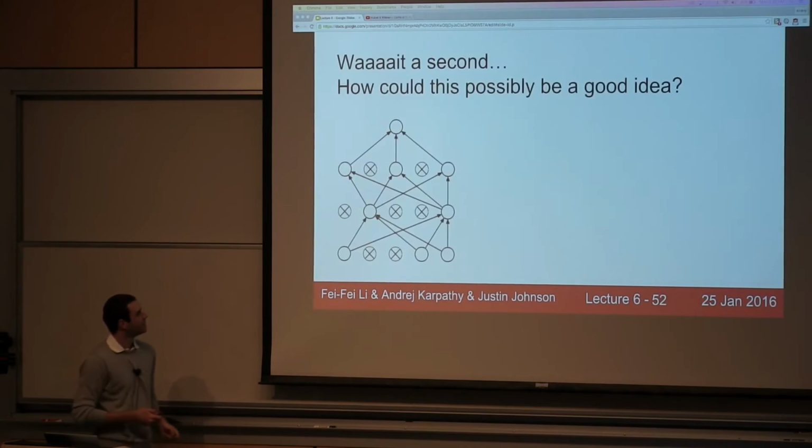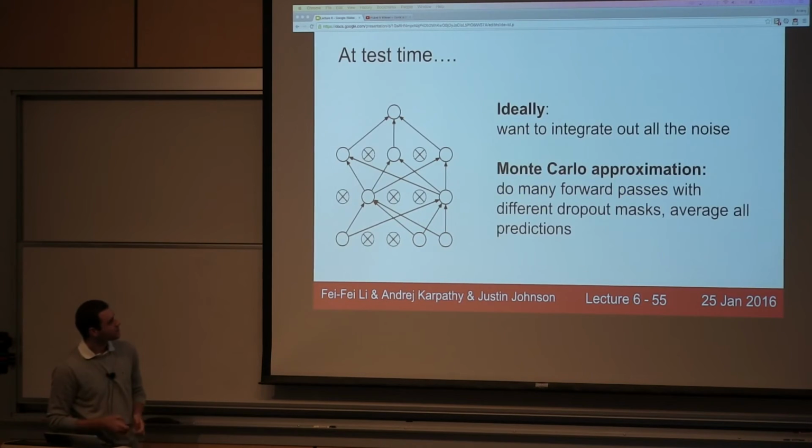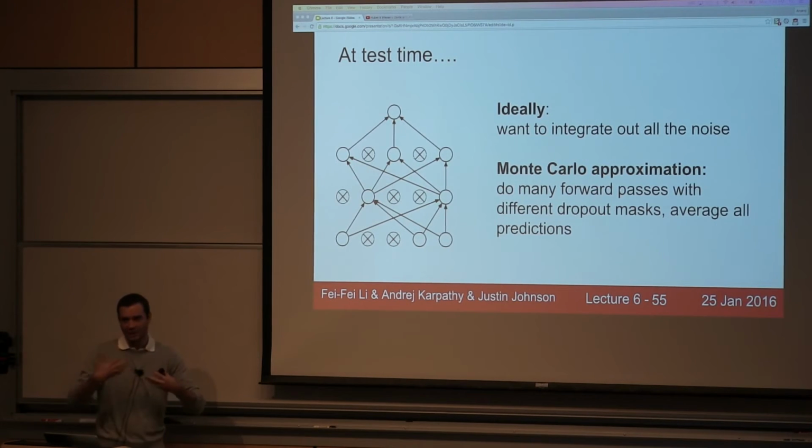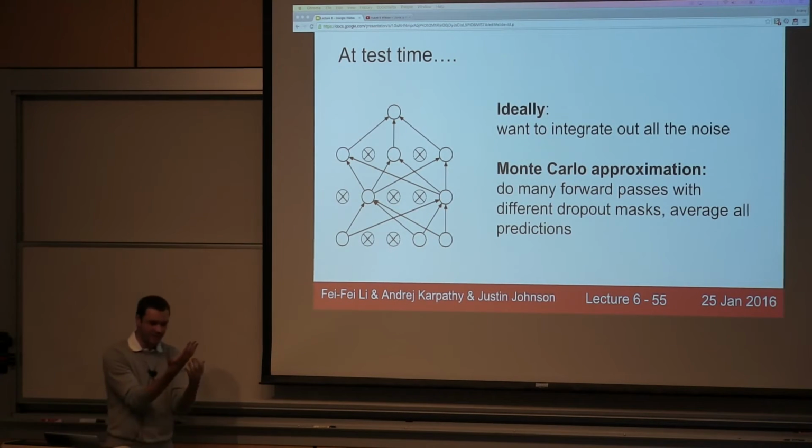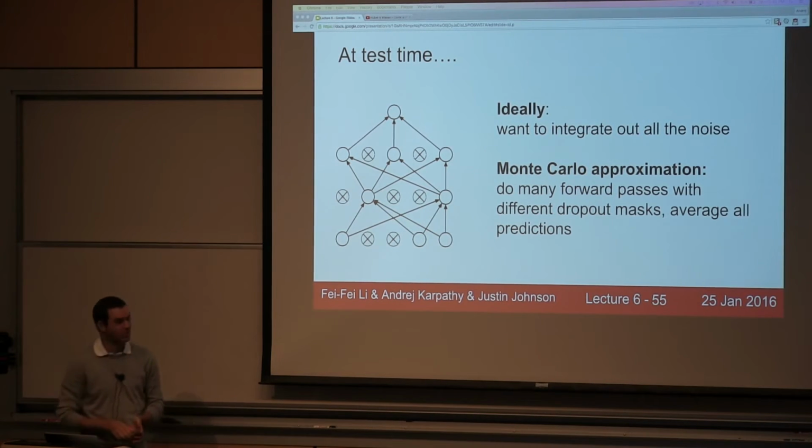Okay. Now at test time, ideally what you want to do is, we've introduced all this noise into the forward pass, and so what we'd like to do now at test time is integrate out all that noise. A Monte Carlo approximation to that would be: you have a test image that you'd like to classify. You can do many forward passes with many different settings of your binary masks, using only the subnetworks, and then average across all those probability distributions. That would be great, but unfortunately it's not very efficient.